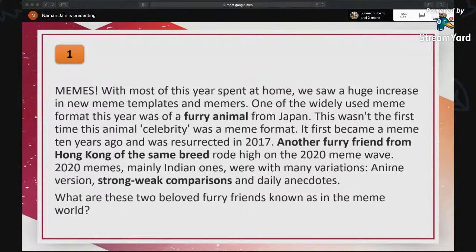So all of us were doing nothing, sitting at home in the lockdown, and were busy making strong week comparisons and daily anecdotes. And I even have a lot of stickers, and Sumedh is my supplier for these stickers, featuring these two, what I would say, friends. So who are these two? What is being talked about here? We need two names, proper names. Don't give the funda. Funda is already given. Strong weak comparisons and fur animal breed, which is enough.